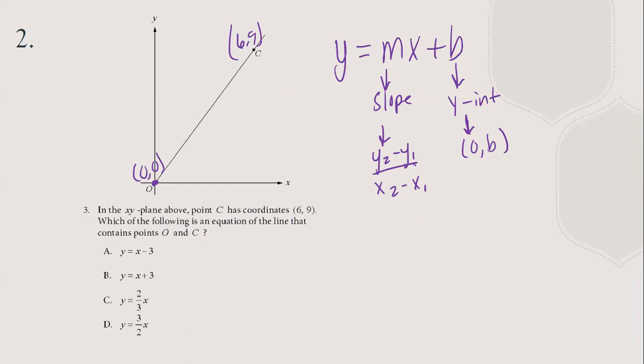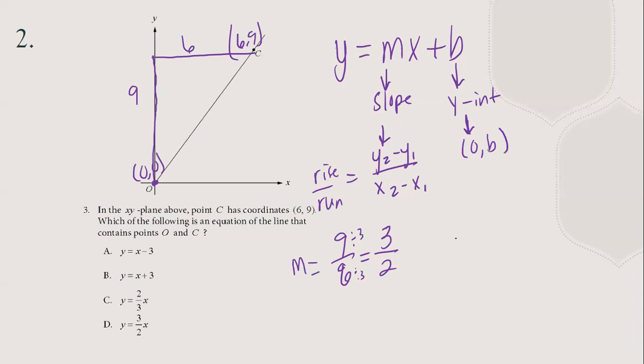When you're doing y2 minus y1, that's the same thing as saying rise over run. Do we remember that? So how much do I rise? I rose 9. And then how much did I run? 6. So my slope is 3 over 2. And why is it 3 over 2? We simplify 9 over 6, which reduces to 3 over 2 by dividing, right? That's my m. And what is my b?